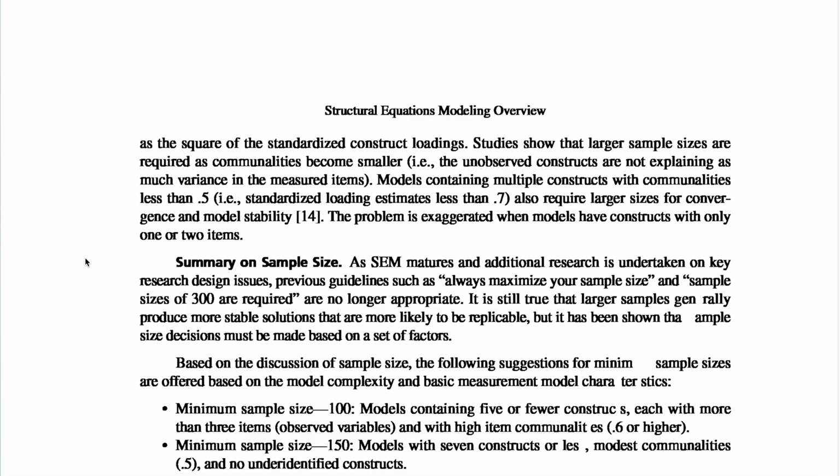Studies show that larger sample sizes are required as communalities become smaller, that is, as the unobserved constructs are not explaining as much variance in the measurement items. Models containing multiple constructs with communalities less than 0.5, that is, standardized loading estimates less than 0.7, also require larger sample sizes for convergence and model stability. The problem is exaggerated when the model has constructs with only one or two items.